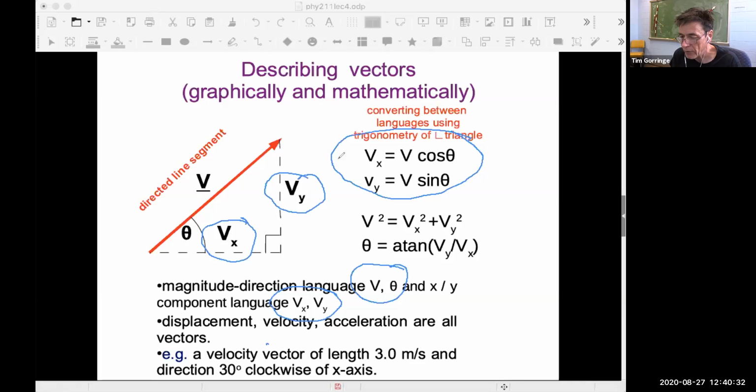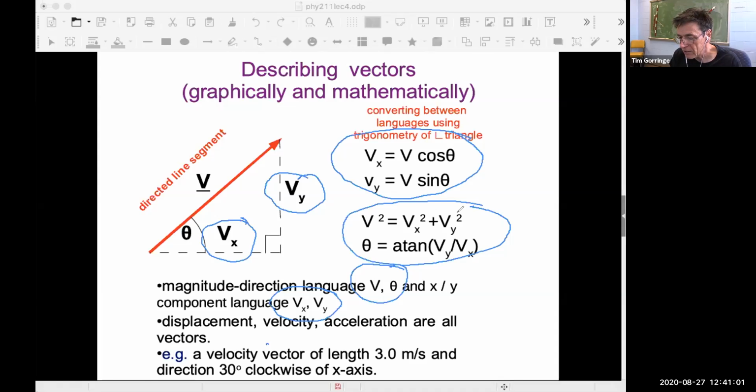This tells you how, and you can see how it emerges from trigonometry over here, to convert into the x and y components of that vector. And then downstairs here, again for this particular vector drawn over here, it's telling us how to convert, this time from x and y components, which are on the right-hand side, to the magnitude and direction on the left-hand side.